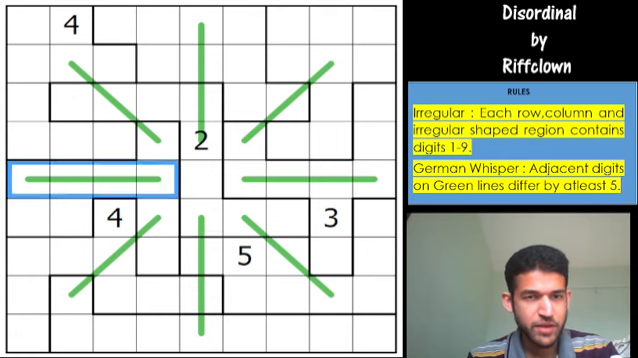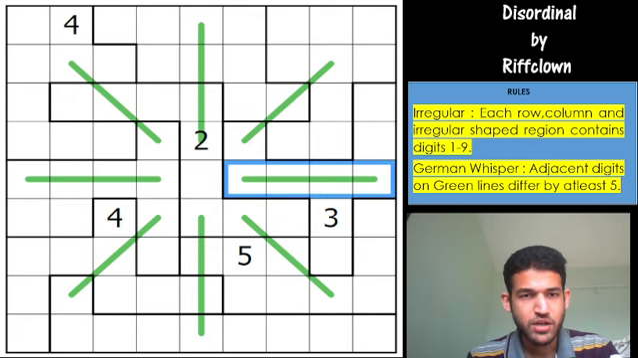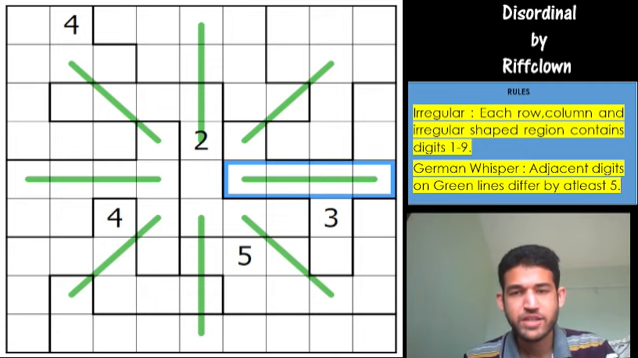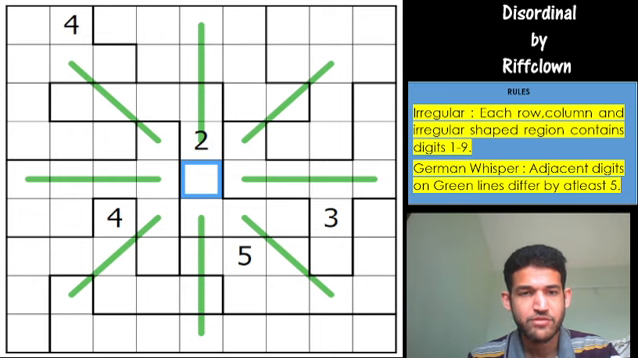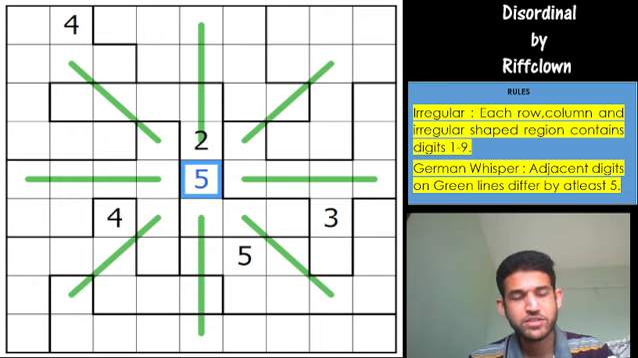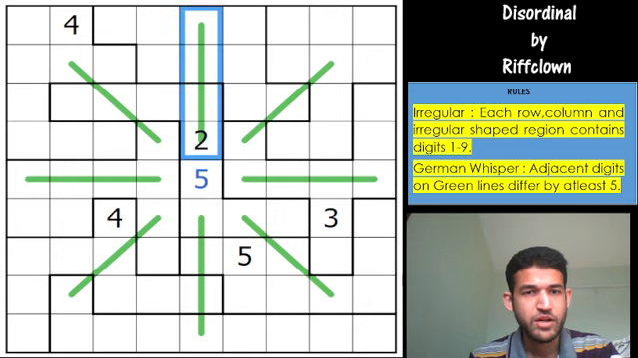So on a German whisper line, something to observe is you can never have a 5 on a German whisper line. That is because to have a difference of at least 5, you need the digit 0 or 10 on the grid, right? So a German whisper line can never contain a 5. With that, we can say that in row 5, 5 needs to be here. You can also look at column 5 and say that 5 is here.